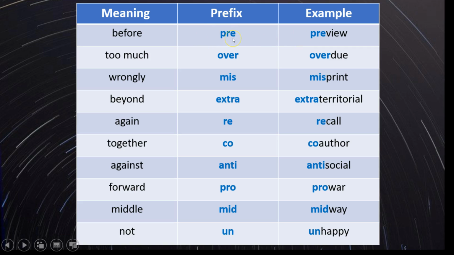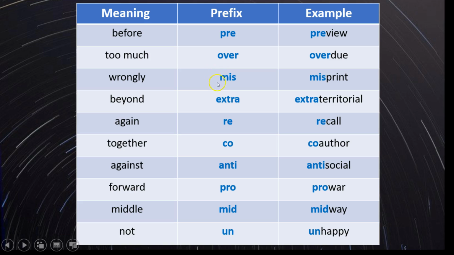So the prefix pre means before, okay? And in our example here, preview, it just means that you want to see something beforehand. And you don't want to see the whole thing. You just want to see a part of it. The prefix over, it means too much. So when we say overdue, that means that there was a deadline for something, and then you have passed over your deadline and it's become overdue.